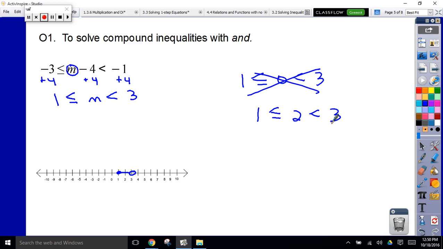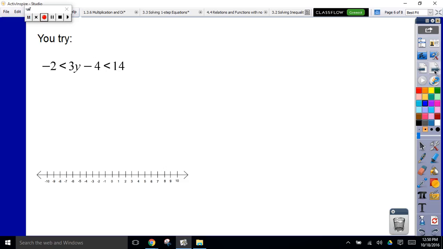All right, next one is one for you to try. So you're going to do the same type of thing. This is a two-step. So you're going to have to eliminate the negative 4, and then you're going to have to eliminate the 3. So I'm going to pause the recording, try it, and then check back. Oh, good math.